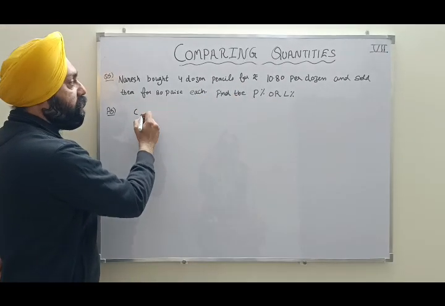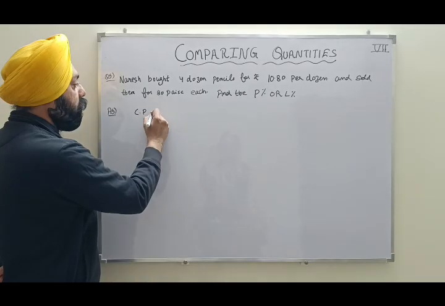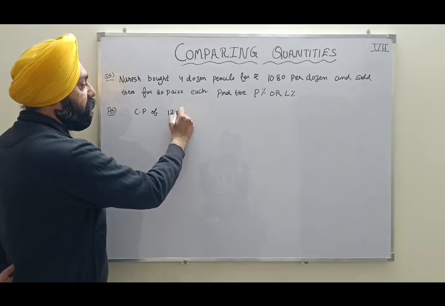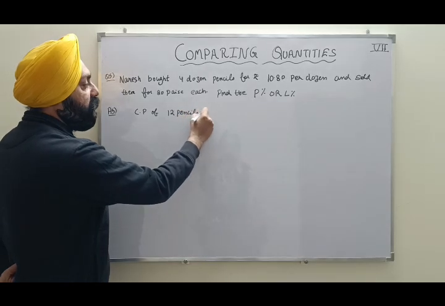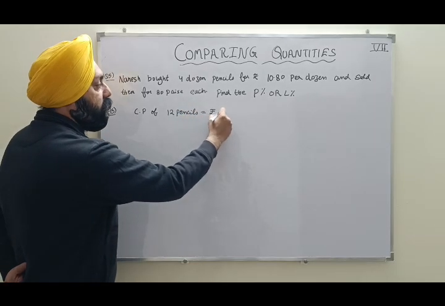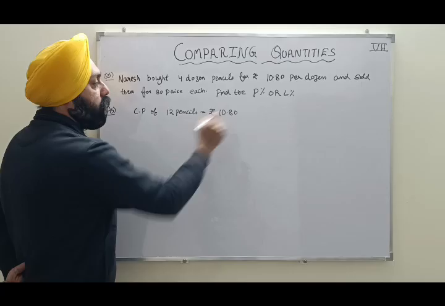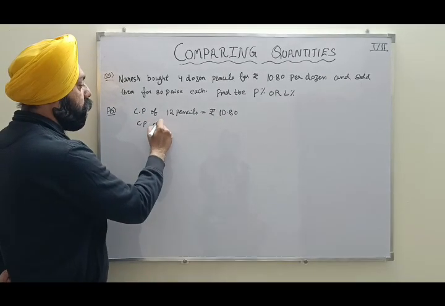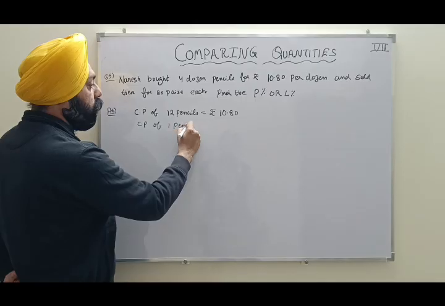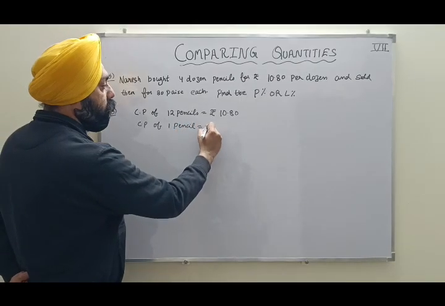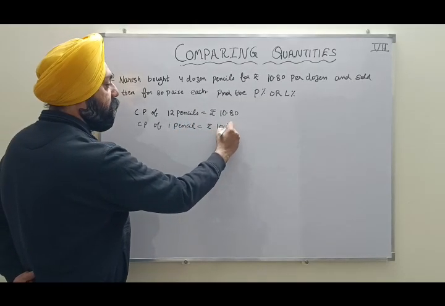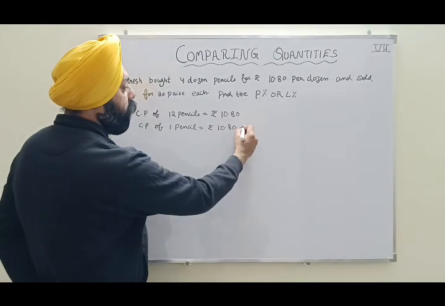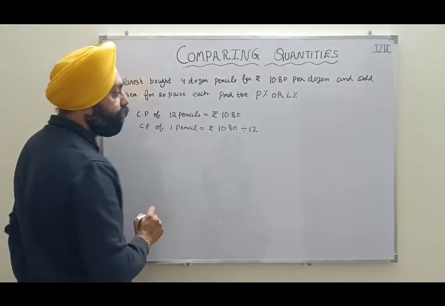So here, we can write the cost price of 1 dozen, means 12 pencils, is equals to rupees 10.80. So we can find the cost price of 1 pencil, which is equals to rupees 10.80, because we have to find the cost of 1, for 1 we have to divide by 12.